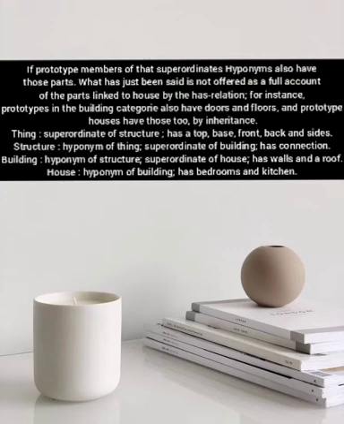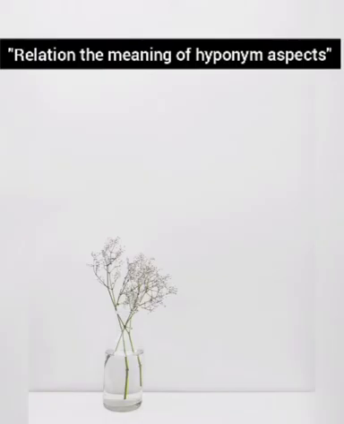Think: superordinate of structure has a top, base, front, back, and side. Structure, hyponym of thing, superordinate of building, has connection. Building, hyponym of structure, superordinate of house, has walls and a roof. House, hyponym of building, has bedroom and kitchen.